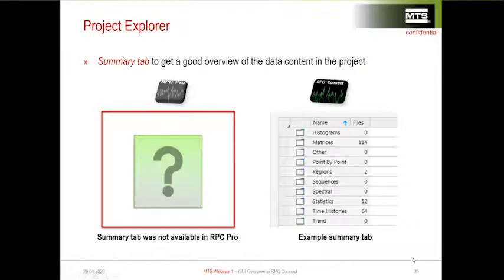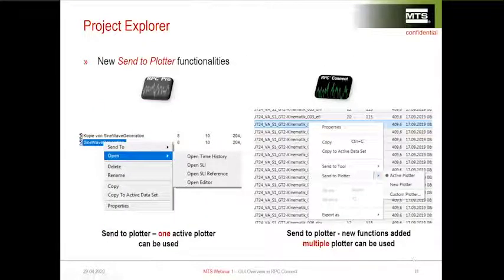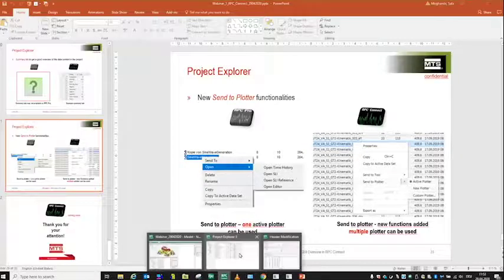Okay. The last thing I want to talk about is the plotter functionality. The plotter functionality changed in RPC Connect as well. In RPC Connect Pro, you were only able to send your files to the active plotter. So if you had an active plotter and you put all your files in, it was really hard to say, okay, I want to keep that window and open another time history plotter, for instance. So now we implemented something like adding a new plotter or a custom plotter. There's, as far as I know, no limitation to that. Let's give it a try and see what we can do with our files here.